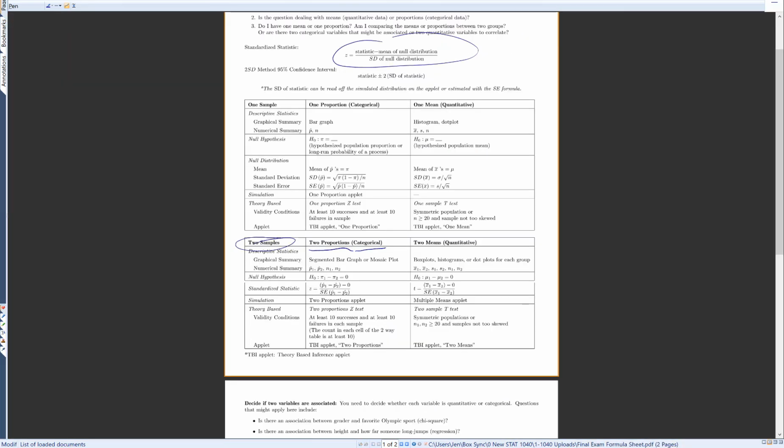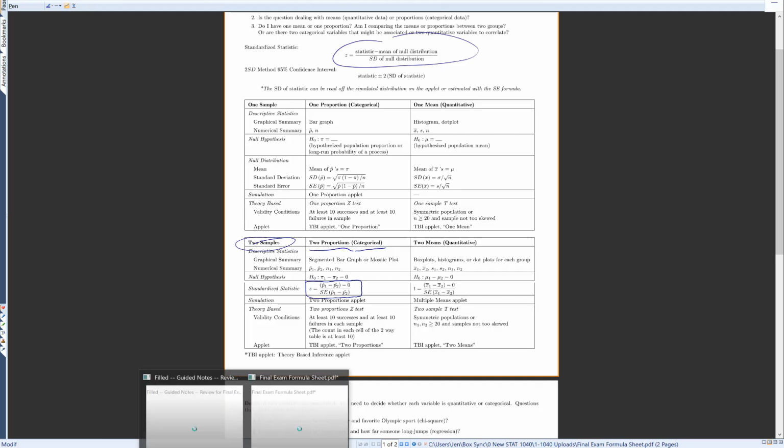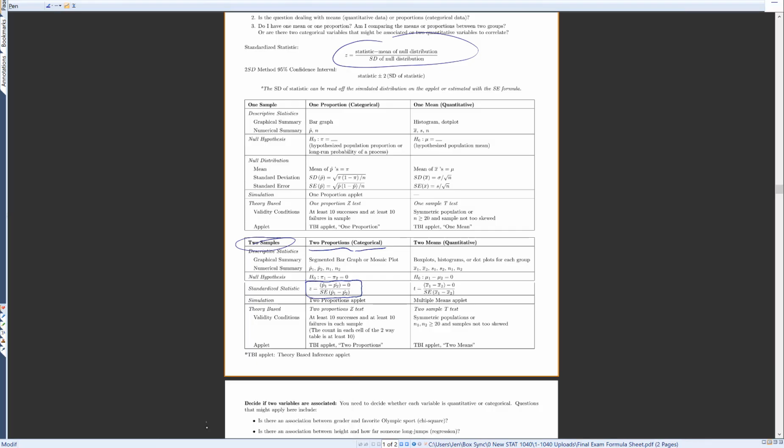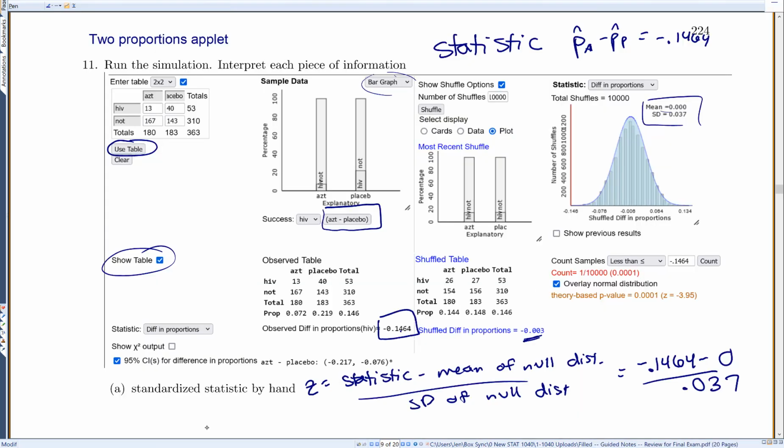In fact, you'll see, when you come back here and do two proportions, your standardized statistic, we did write it out here, so it's the difference in your sample proportions minus 0 divided by the standard error of your proportions. Okay? And it says standard error of the proportions, okay? But we just read that straight off of our applet. So when we put in our calculator, we get negative 4.45.